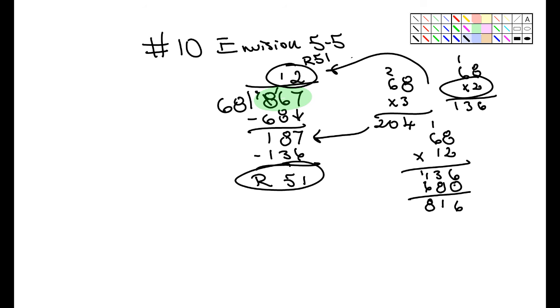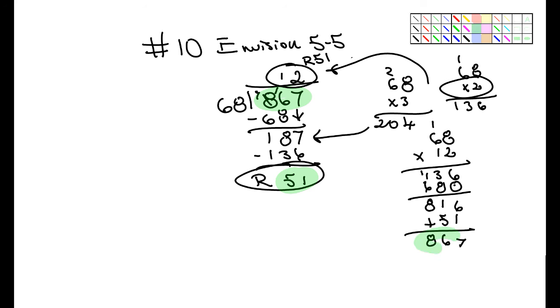Well, that 816 is not 867. But we're not done yet. There's something else we didn't factor in, and that's the remainder. All right? So let's add 51. 1 and 6 is 7. 5 and 1 is 6. 8. So what do we have now?